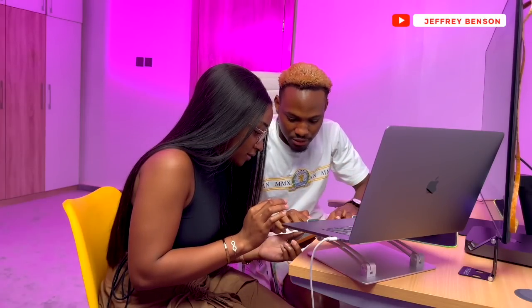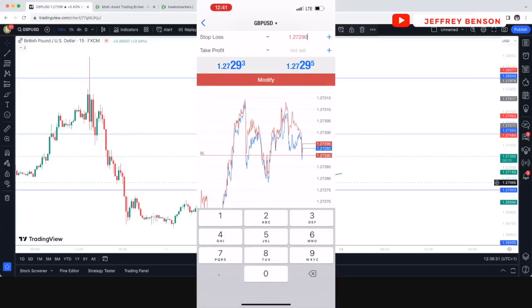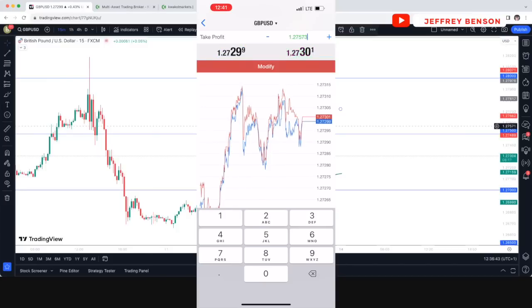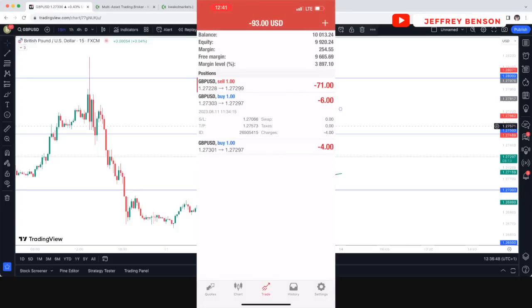What I want to do here now: press the pen tool. On your stop loss, put 1.27066. Take profit will be the place where we want it to be here: 1.27571. Modify. So you just have your stop loss and take profit.